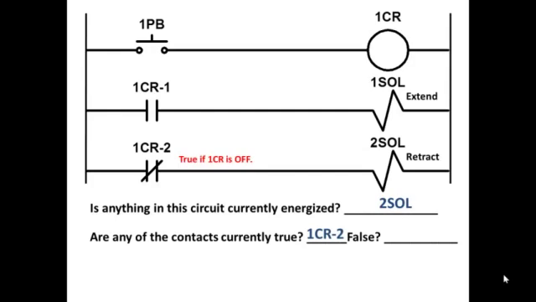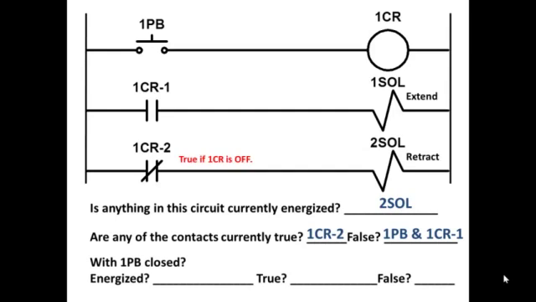1CR-2 is true because it's off. In other words, it will have continuity. Are there any that are false? Look real closely. Push button 1 and 1CR-1. They're both normally open, and right now they're open. No one's pushing the button. The relay is de-energized, so 1CR-1, normally open, is open. So it's false.